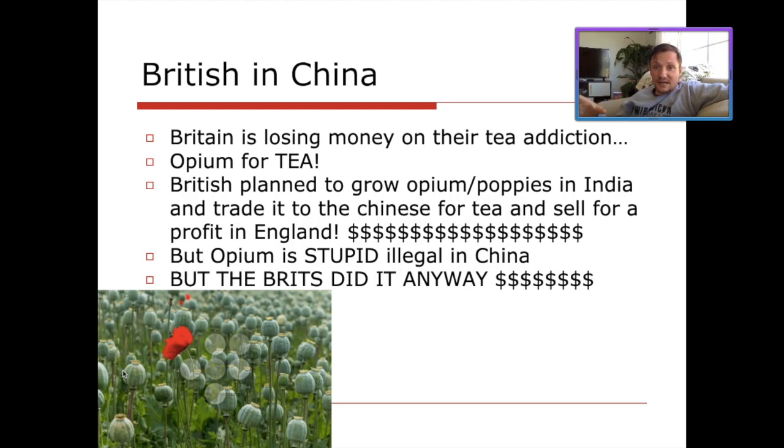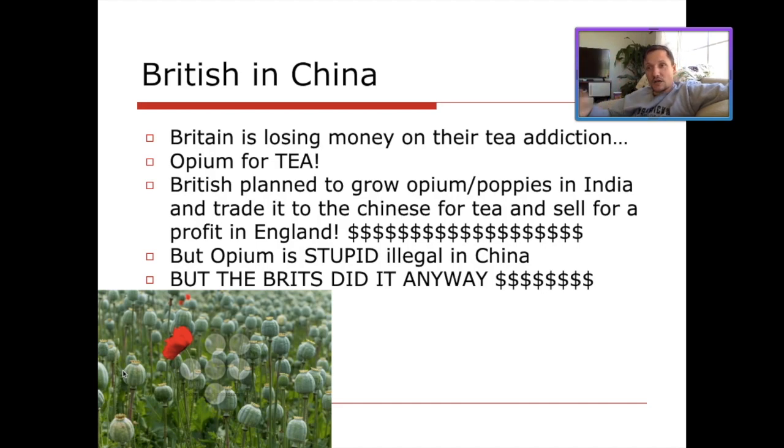So Britain decides that they're going to grow opium for dirt cheap in India, which grows very well, bring it to the Chinese borders, and trade that for tea with Chinese smugglers, and that means the Chinese smugglers are going to make a lot of money, and the British are going to get the tea for nothing, pretty much, and they'll take it back to England and Europe, and they'll sell it for a huge profit. So they're literally trading tea for drugs.